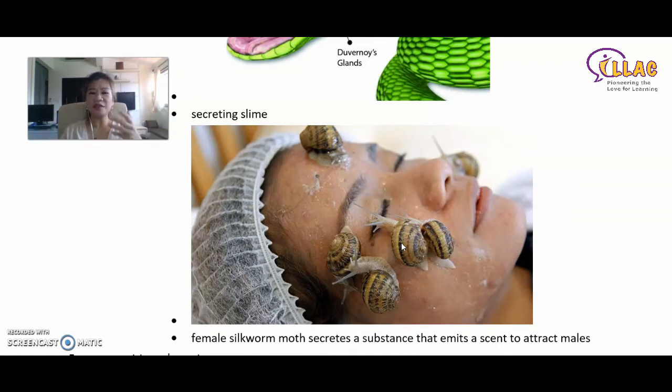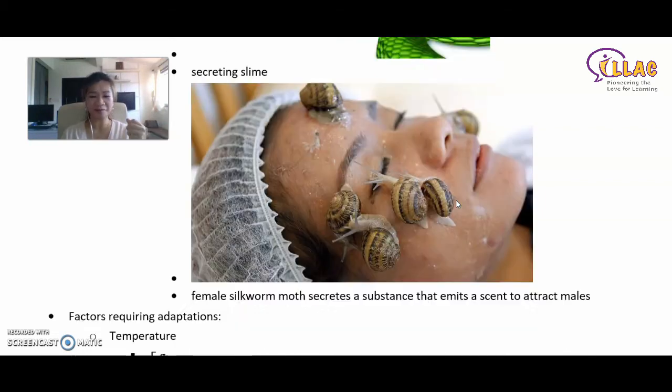damp. This secretion is supposedly very hydrating for the skin, which is why some spas and facial therapies actually use snail slime. I'm not sure how effective it is. I've never tried. So this is perhaps just a marketing gimmick. I'm not sure. But the reason why snails secrete slime is to keep themselves wet.